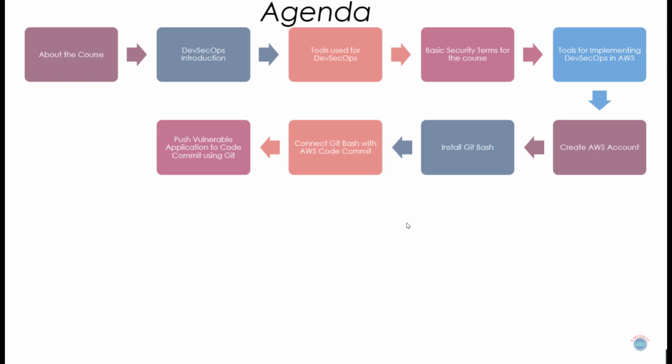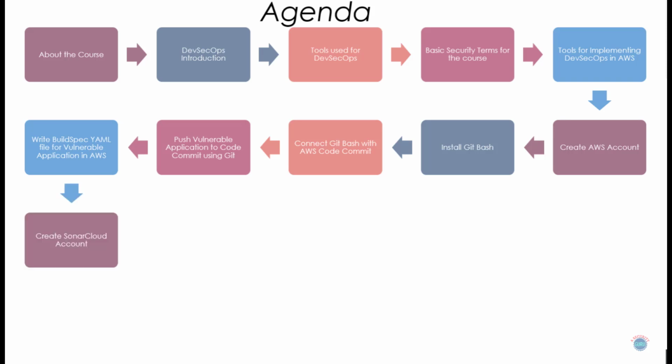We are going to connect Git Bash with AWS CodeCommit so that we can push a vulnerable application to CodeCommit using Git Bash. As soon as we have an application ready for implementing DevSecOps, we will start implementing the buildspec YAML file. This file will help us to create a build pipeline or DevSecOps pipeline within AWS. Once we have this pipeline ready, we will start creating a SonarCloud account. Once we have the SonarCloud account created, we will integrate SonarCloud with our buildspec YAML file so that we can create a secure pipeline within AWS, and thus move towards a journey of implementing DevSecOps within AWS.